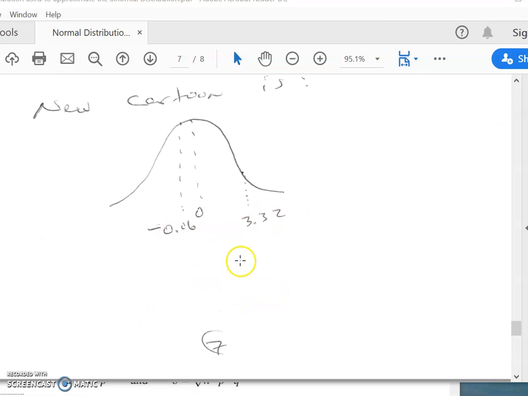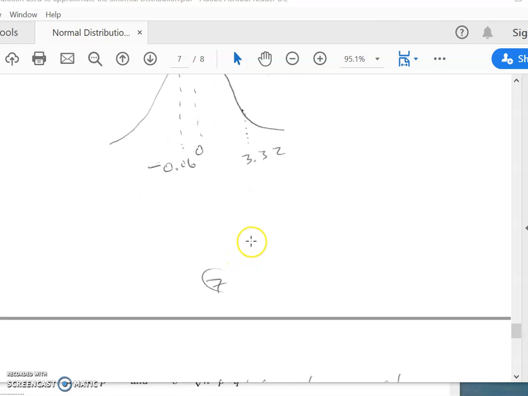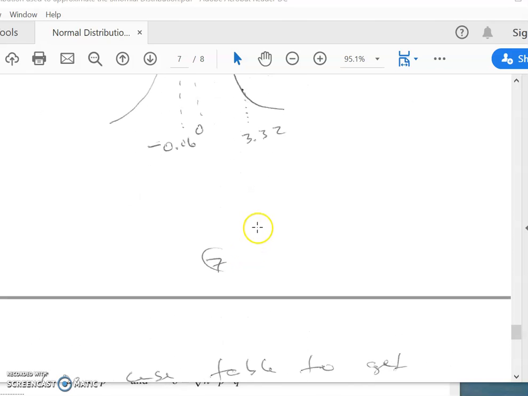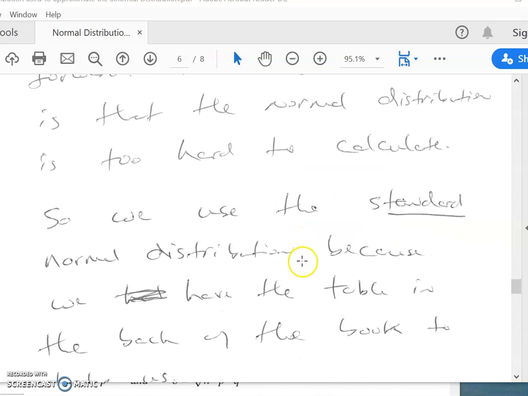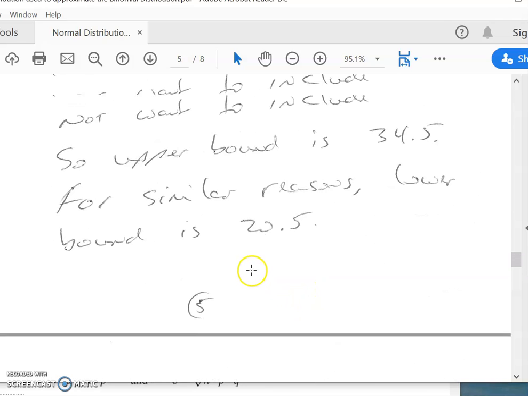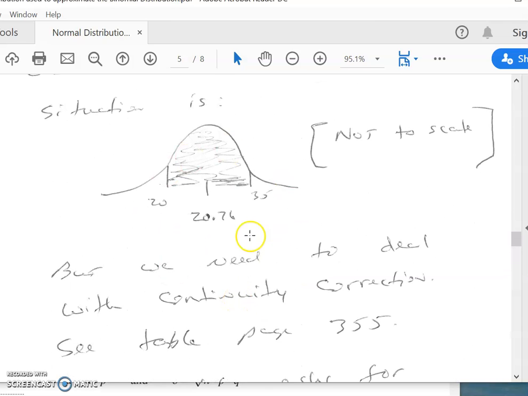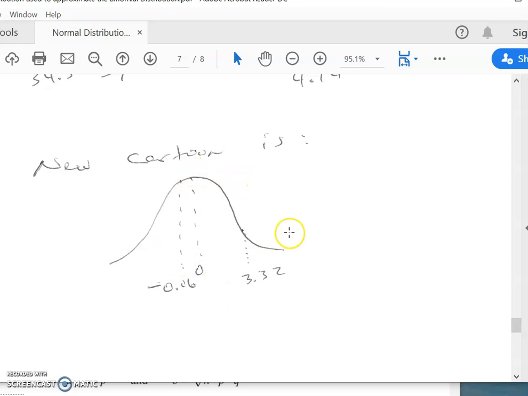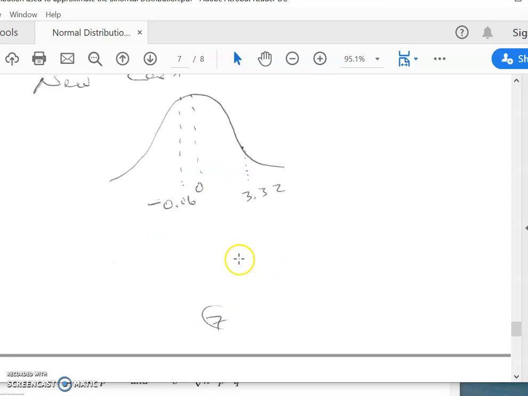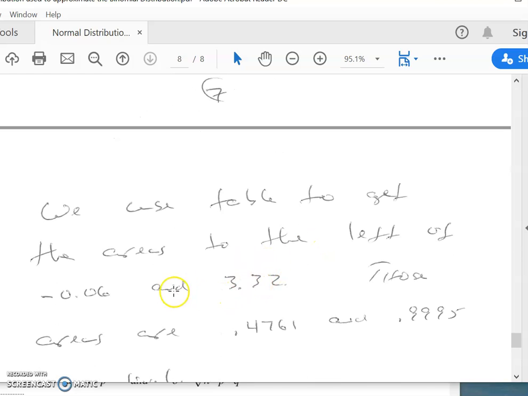Okay, that's my new cartoon. I didn't bother to shade it in. It's too hard to shade it in and make sense. But that's my new cartoon. So this cartoon corresponds in a way to this cartoon all the way up here. This is the original data points, and this is the transformed data points, in other words, the Z-scores. So now we're going to use a table to get the areas to the left of this transformed Z-score and to the left of this one.